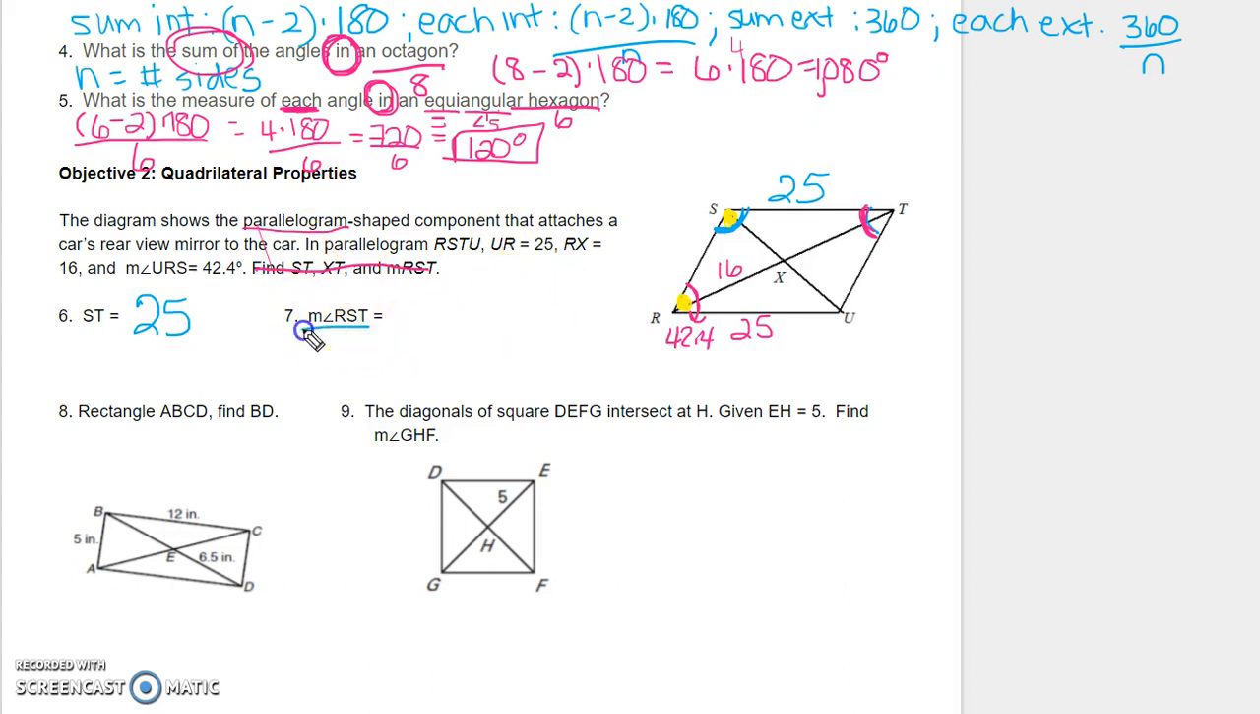So if I want to find RST, then I need to take 180 and subtract 42.4. So I have to add my decimal point in the tenths place. Got to borrow from 8. That's going to go down to 7. 0 is going to become 10, but I got to borrow. So that's going to go down to 9, and that 0 is going to become 10. So I get 6. 9 minus 2 is 7. 7 minus 4 is 3. And 1 minus nothing is 1. So RST is going to be 137.6 degrees.